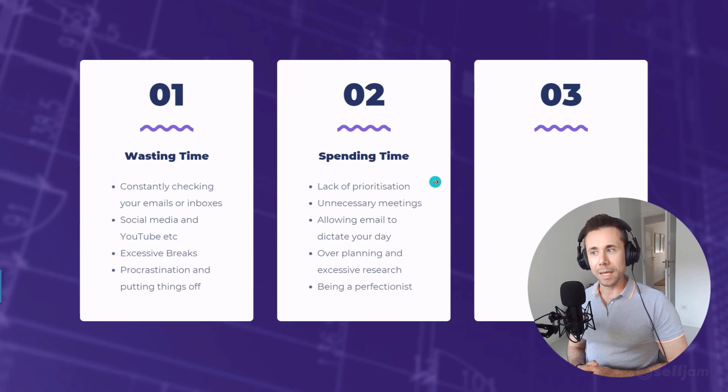The next one is allowing email to dictate your day. This is where you're in a constant loop where a new email comes in, you action it, and it just distracts you from the important tasks that need to be done. And as you know, there's never going to be an end to the amount of emails coming in. So email should become a secondary task, and your most important task should be the priority.